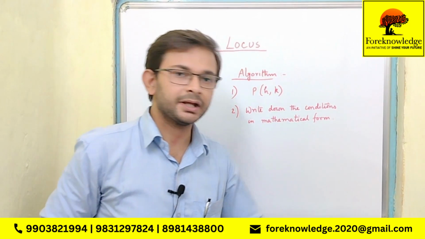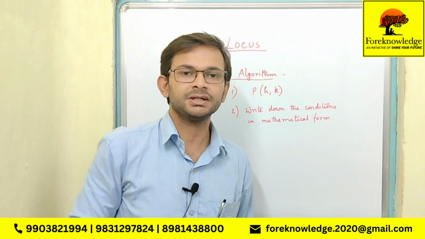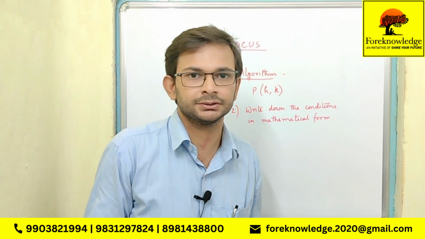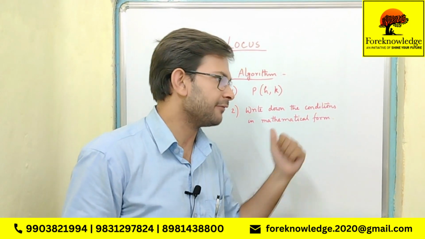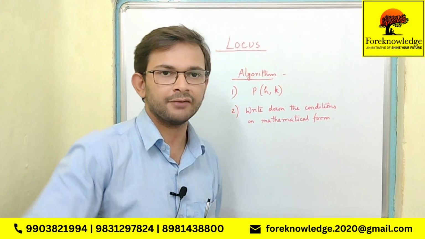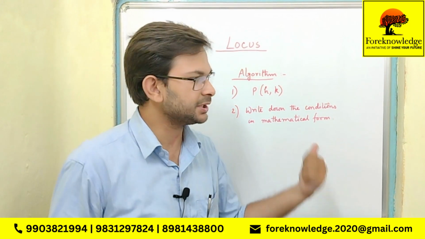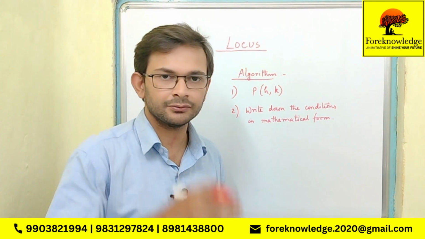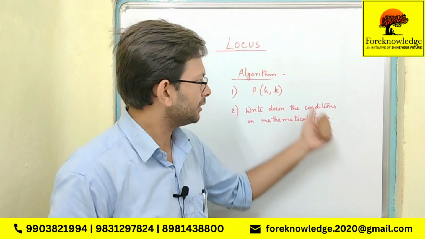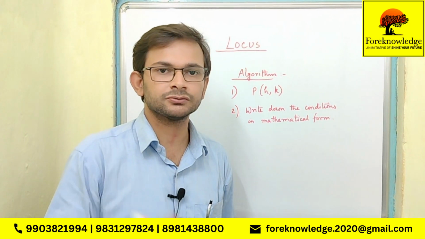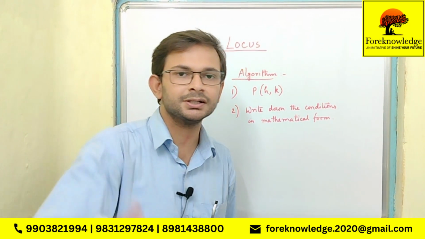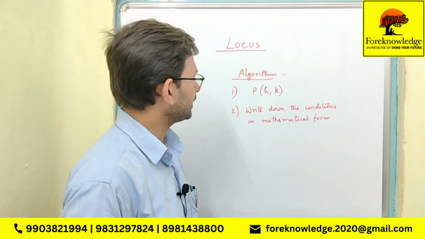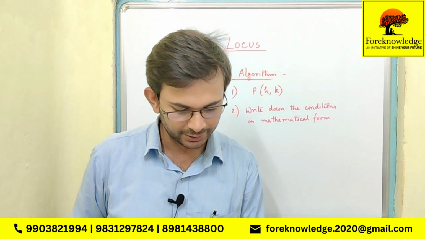That means AP equal to BP. What is AP? Distance of P from A. So the distance formula we have to write. We have P as h, k, we have the coordinate of A, we have the coordinate of B. So this AP is root under h minus x coordinate of A whole square plus k minus y coordinate of A whole square. This is the left hand side, and similarly the distance formula is the right hand side. That's how we have to write down the condition in mathematical form.